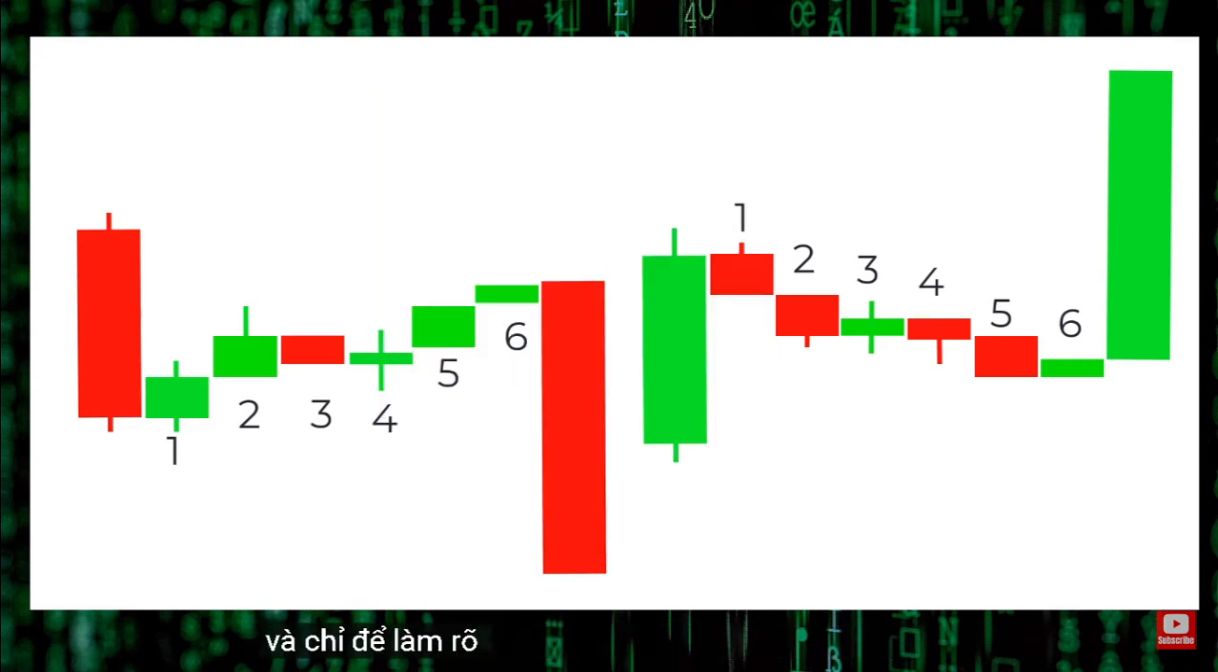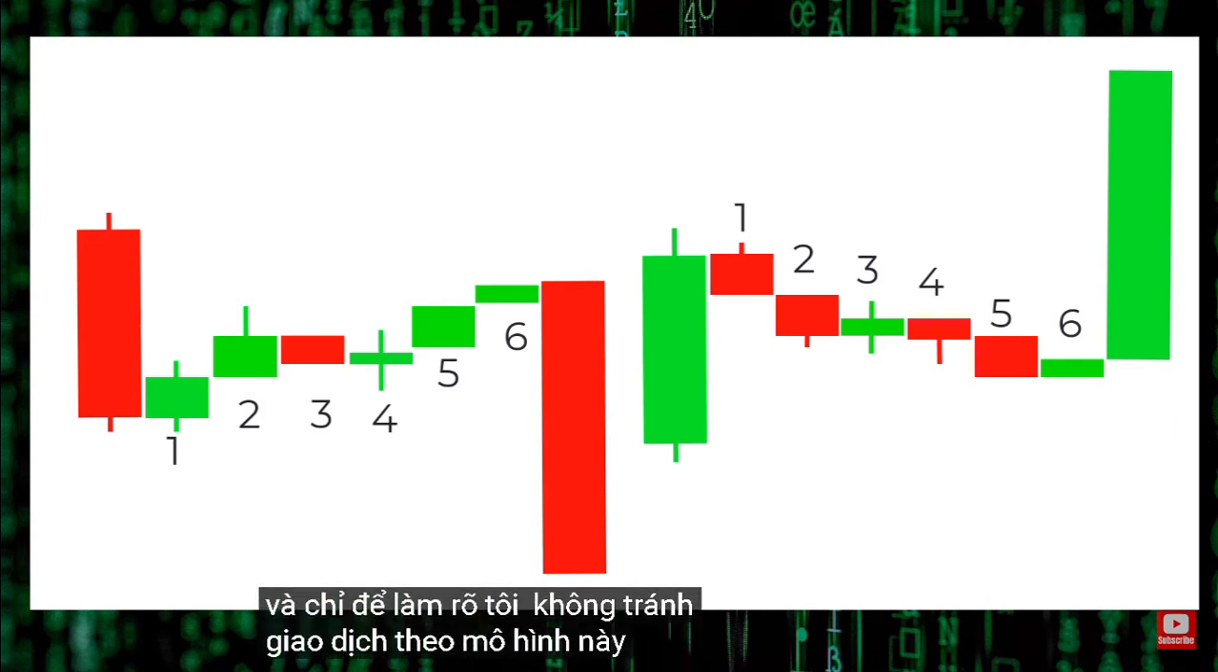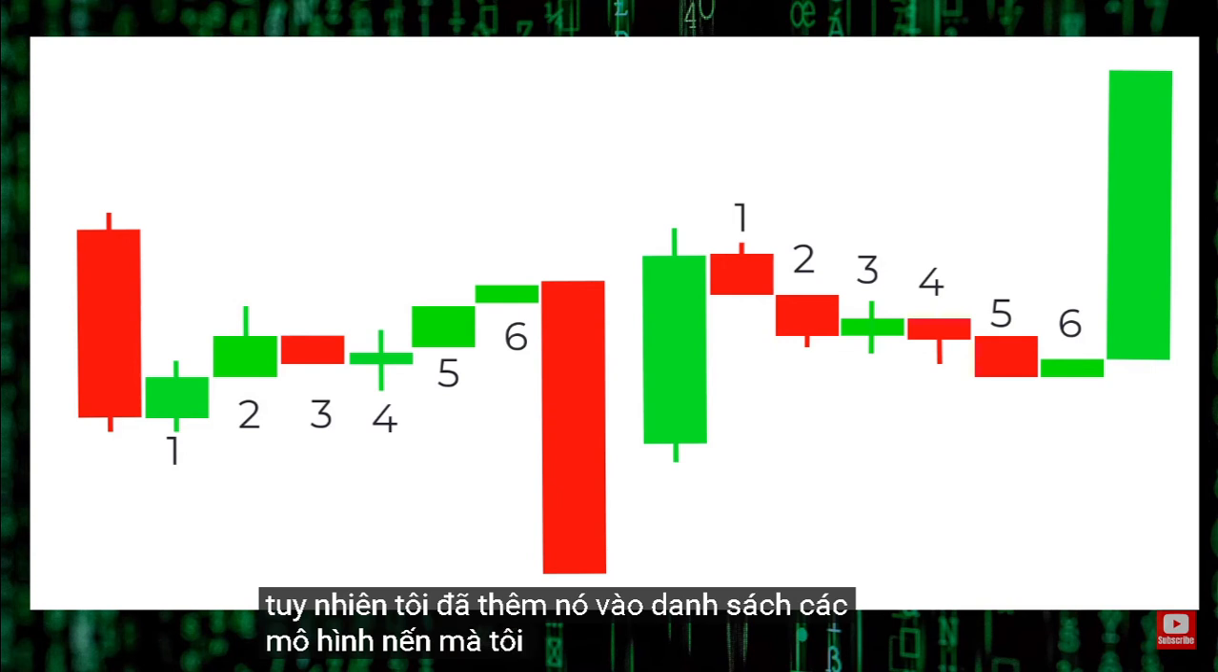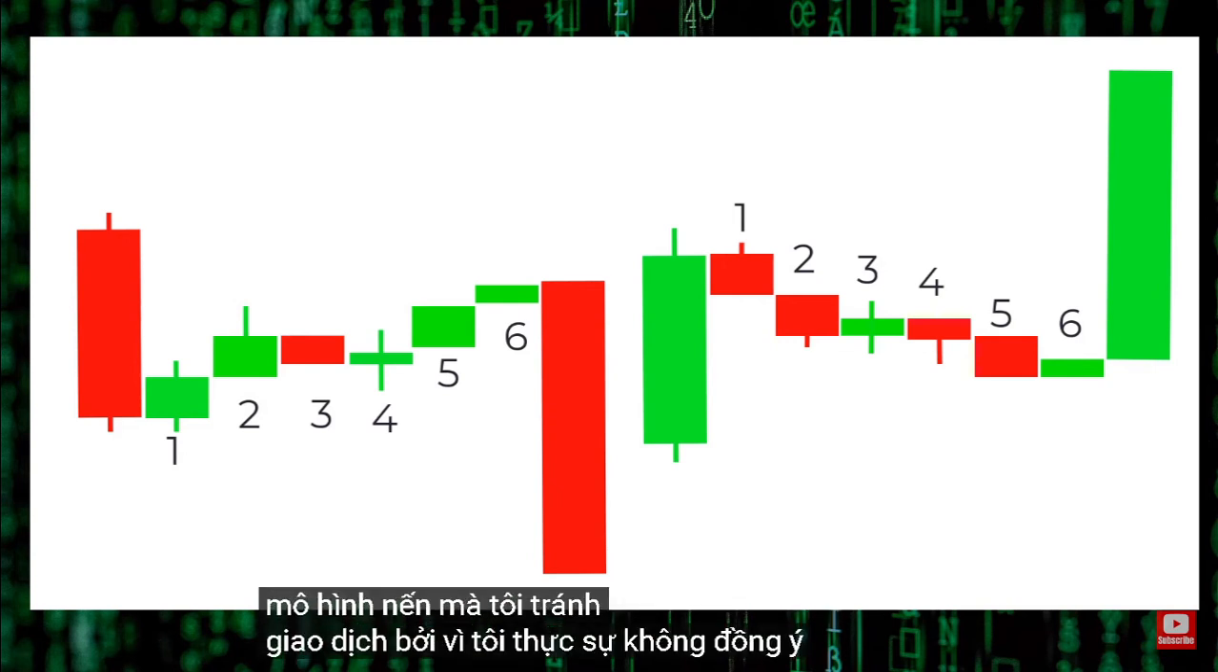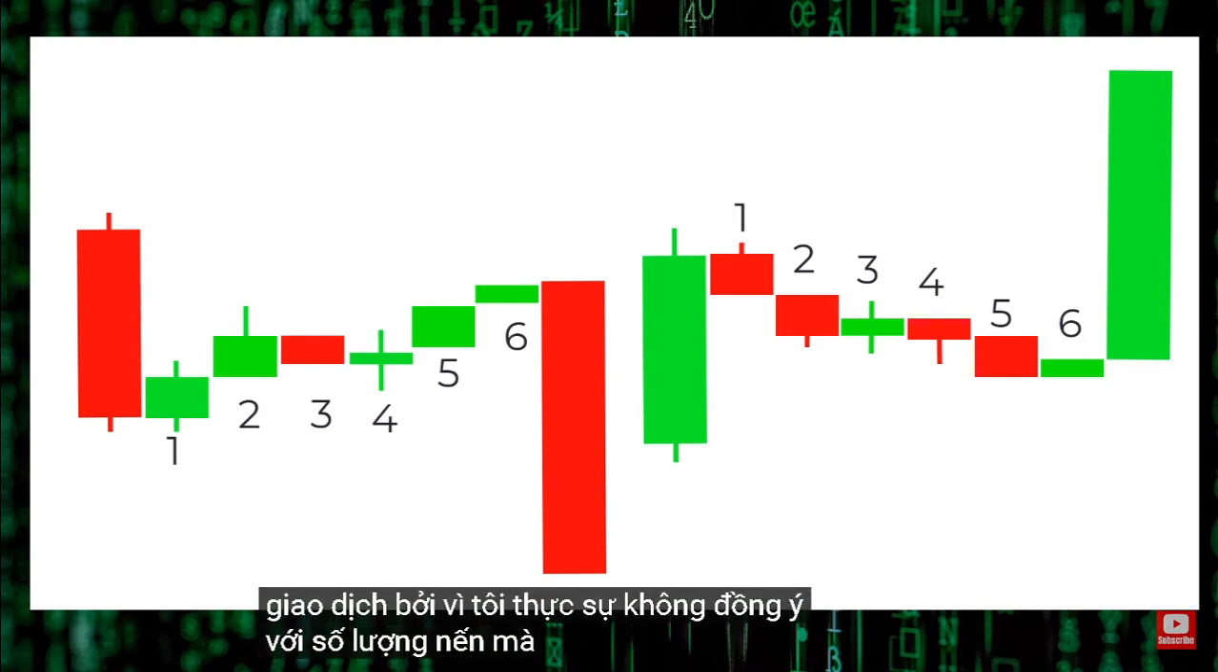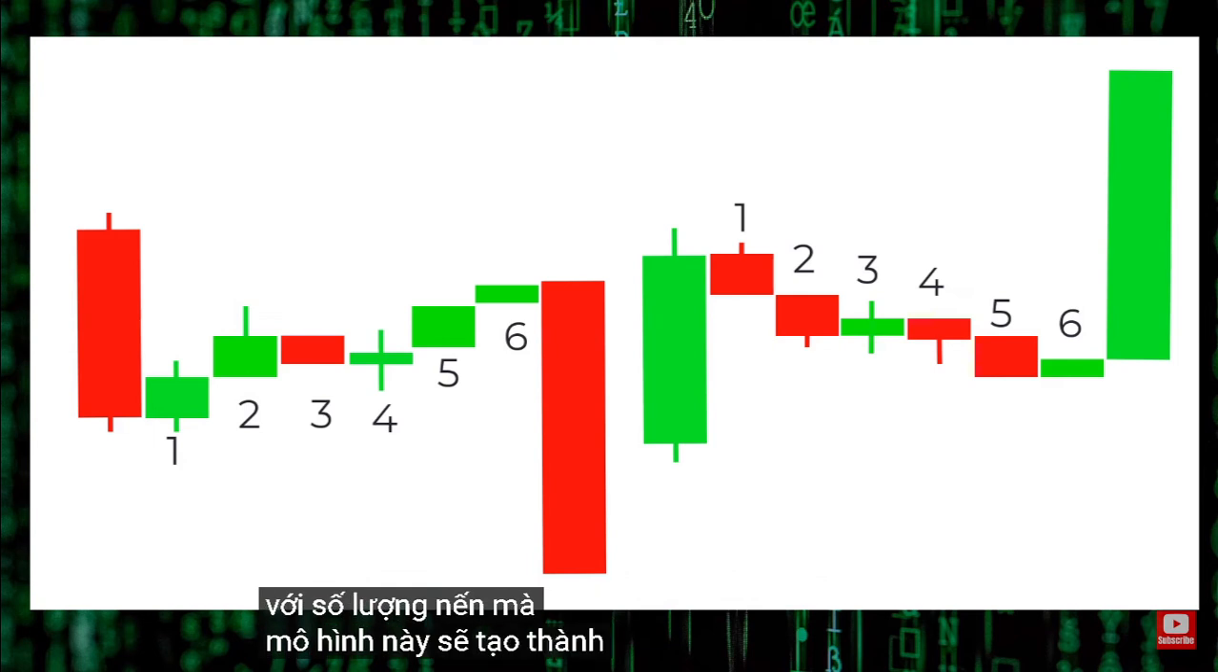And just to clarify, I do not avoid trading on this pattern. However, I have added it to the list of candlestick patterns that I avoid trading on because I strongly disagree with the number of candles which this pattern should constitute of.